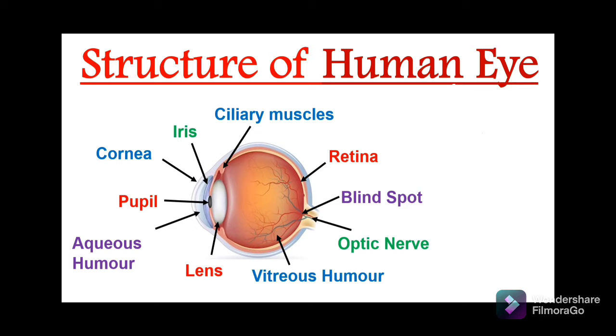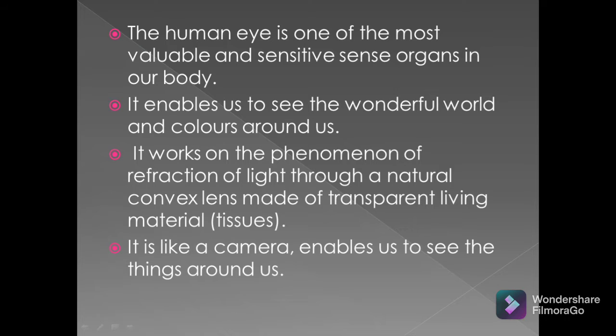Today we will learn about the structure of the eye and its functions. At first, we will see the basic functions of the human eye. The human eye is one of the most valuable and sensitive sense organs in our body. It enables us to see the wonderful world and the colors around us. It works on the phenomenon of the refraction of light through a natural convex lens made up of transparent living material. It is like a camera, enabling us to see the things around us.